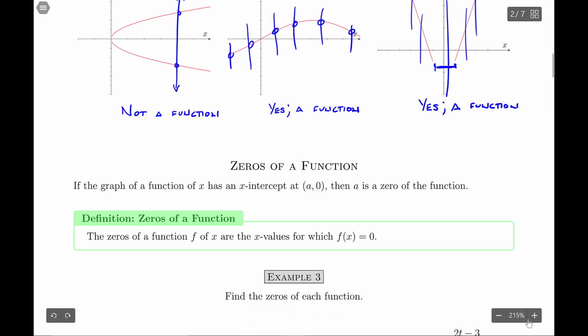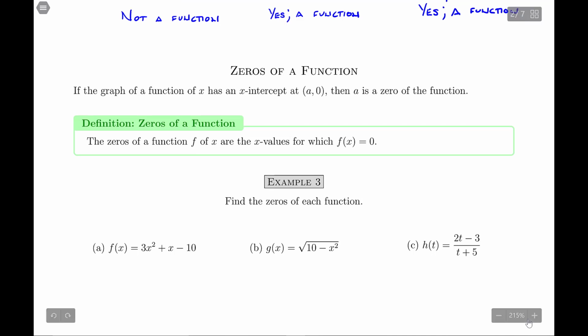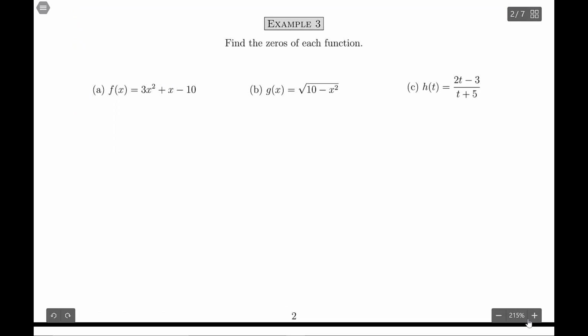The next thing we want to look at are the zeros of a function. The zeros of a function occur whenever our function is equal to 0. So all we have to do is take the function, set it equal to 0, and simplify, and then we'll find out where the zeros of that function occur. Part A is an example of one where we're going to have to do some factoring, and I told you we would end up doing that plenty more times throughout this course. So here's a new example.